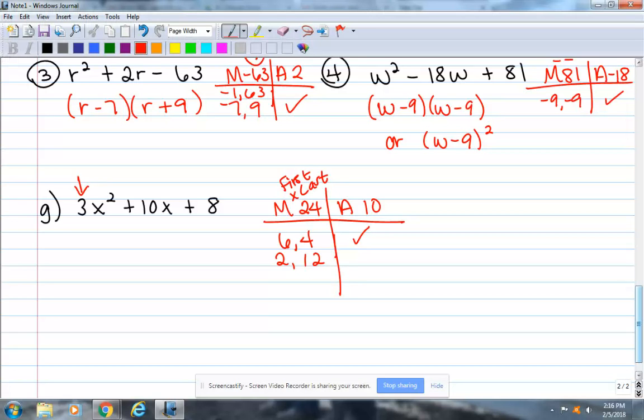If the leading term is not a 1, say this one's a 3, you cannot go straight to your answer. You have to factor the long way. And here's how I'll do factor the long way. You want to copy this first term, just like it says. 3x squared.